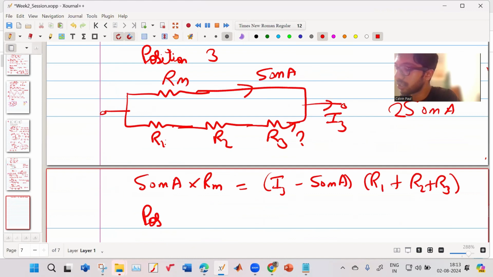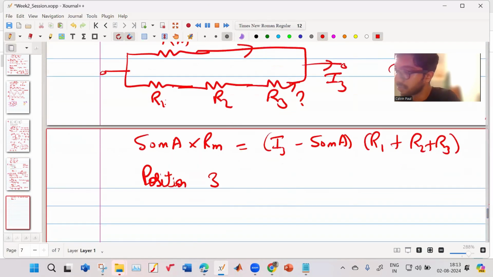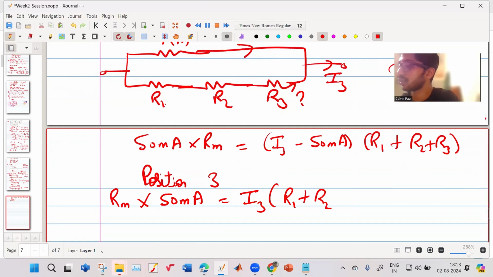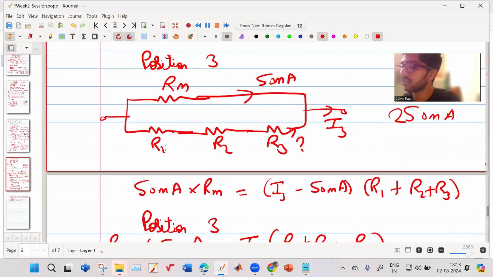For position 3, we know Rm into 50 milliampere is I3 into R1 plus R2 plus R3, because there is a voltage over here. This voltage is 50 milliampere into Rm, or this R1 plus R2 plus R3.